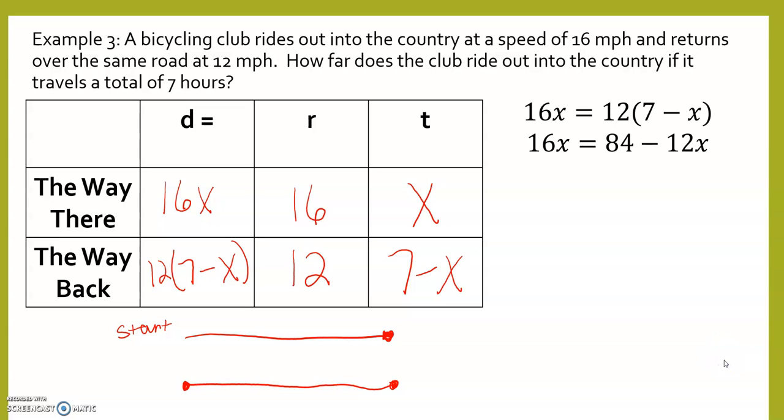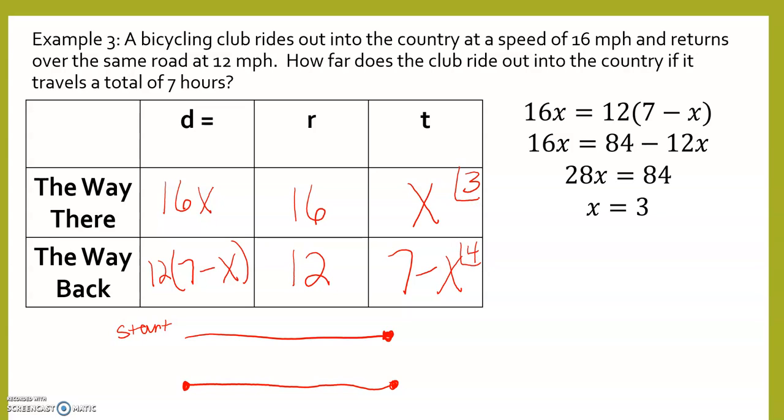Distribute. 16x equals 84 minus 12x. Add 12x to both sides, and we've got 28x equals 84. Divide by 28 on both sides, and we get x equals 3. So our time for the way there was 3 hours. Our time on the way back was 4 hours.